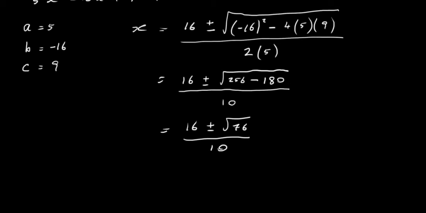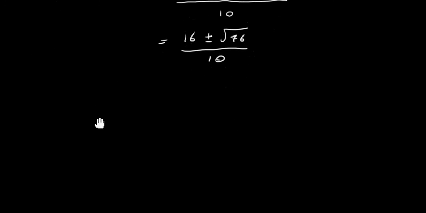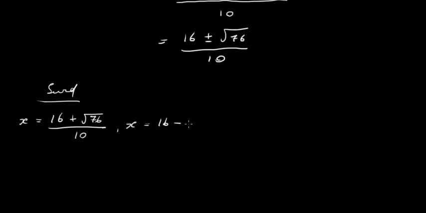Now there are a couple of ways you might be asked to write this answer. You might be asked to write it in surd form, or you might be asked to write it to 1 decimal place or 2 decimal places. So let's just have a look at the different ways you can write the answer. Let's take surd form first. Surd form just means that you leave in the square root here. So you end up with x being equal to 16 plus the square root of 76 over 10, or x is equal to 16 minus the square root of 76 over 10. So you'd split up the plus and minus at this stage.